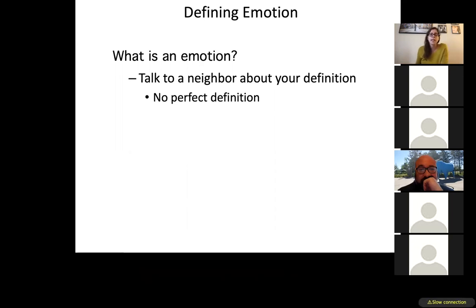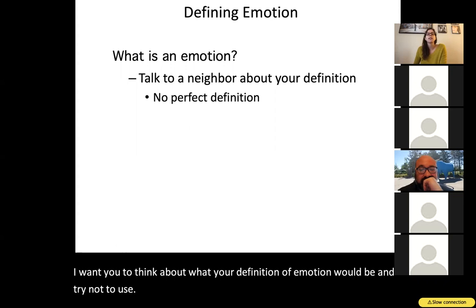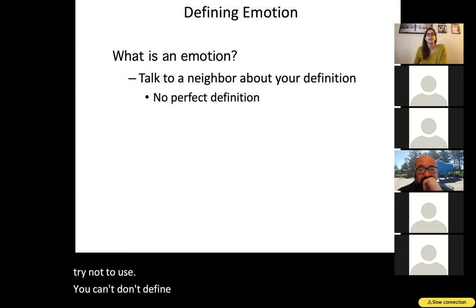Obviously, for this slide, talking to a neighbor isn't going to work as well, but I want you to think about what your definition of emotion would be. Who drew on the screen? That's cool. Try not to define it as a feeling, because that's not telling me what an emotion is. So just think about that for a moment.